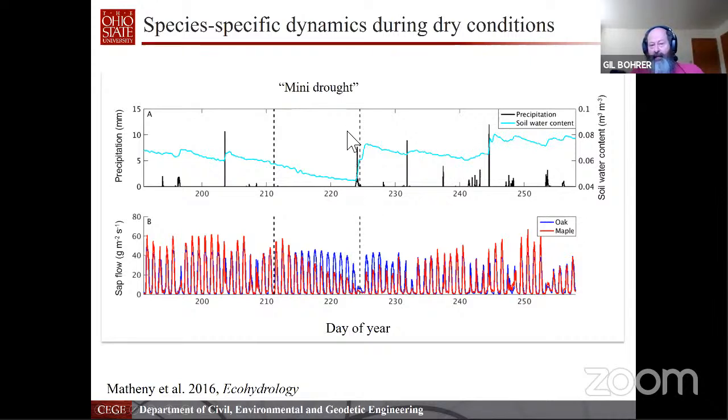Now the rain came, on day 225, and the soil moisture went back even higher than it was before it all started. But oak is back as it ever was, whereas maple doesn't really recover. It takes a very long time, about 15 days, to get to the full stomatal conductance, the full sap flux rate that it had before that drought event. What that indicates is that soil moisture is not necessarily the right control for stomatal conductance, because if it was soil moisture, we should see an immediate return after the rain.